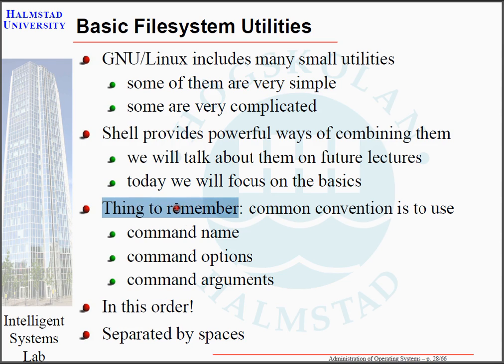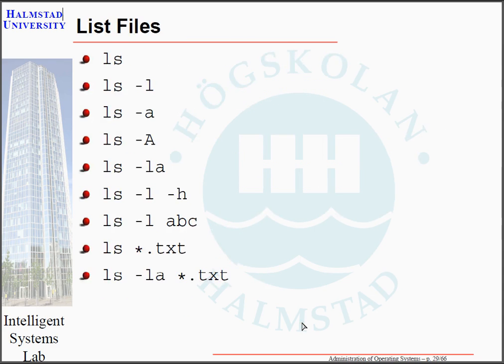Again, the thing to remember, I mentioned it before: you use the command name followed by command options and then followed by command arguments, in this order, and you separate them by spaces. So here is an example. There is a command called ls, which lists files, and there are a lot of different options that you can use. Again, now would be a very good idea to pause this video, try those things on the virtual machine, and see if you understand what's happening.